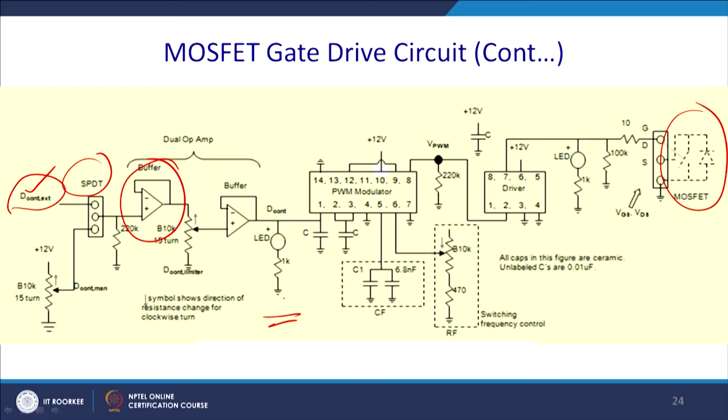From pulses we have a PWM modulator. That will generate the PWM by sine-triangle comparison. From the sine-triangle comparison, that will go to the driver, and the driver will drive the circuit. Let us see what happens in all these blocks one by one.